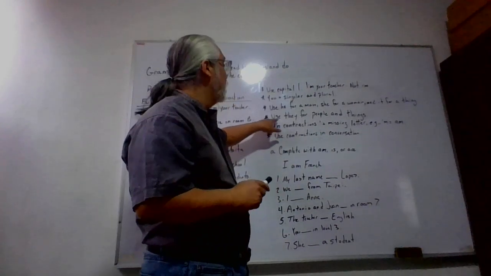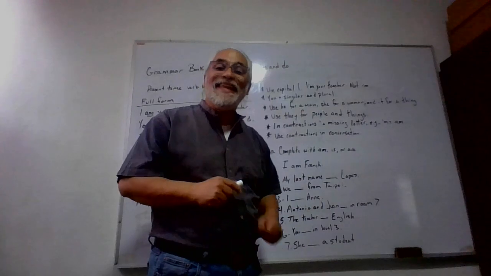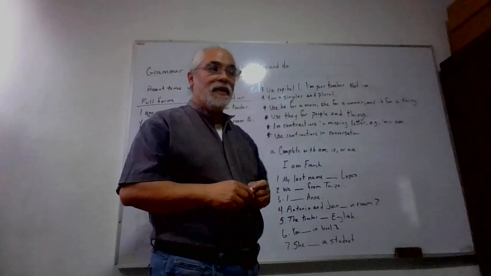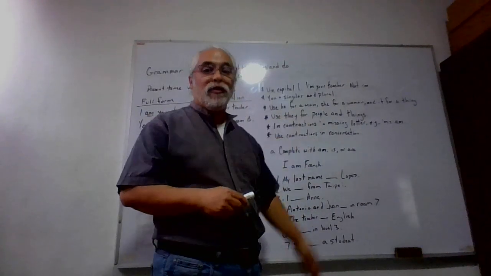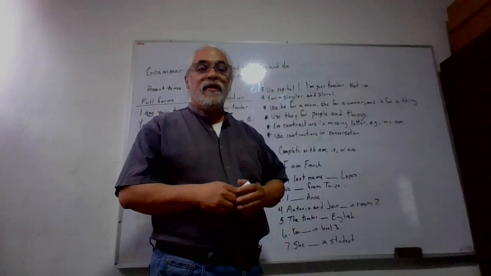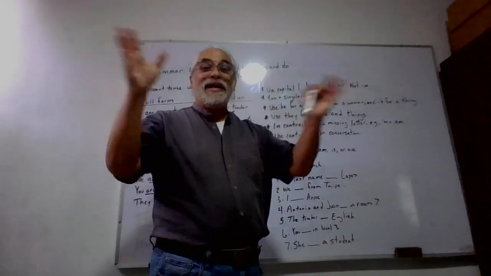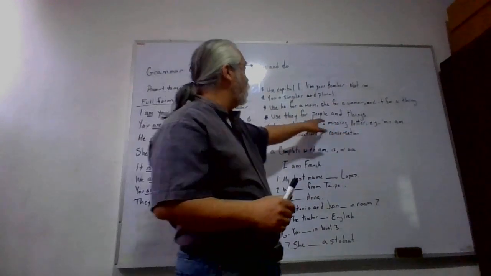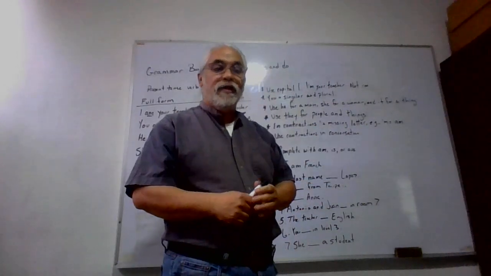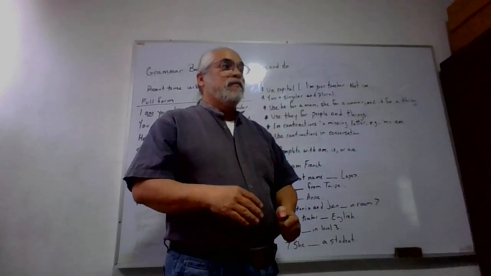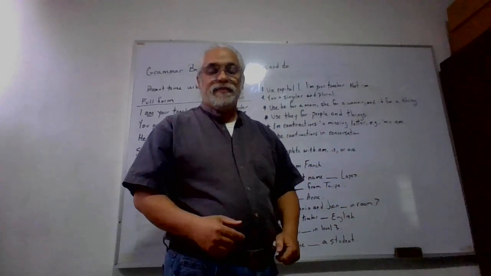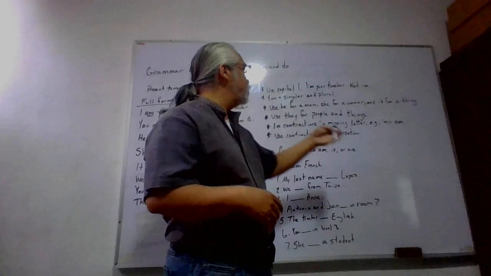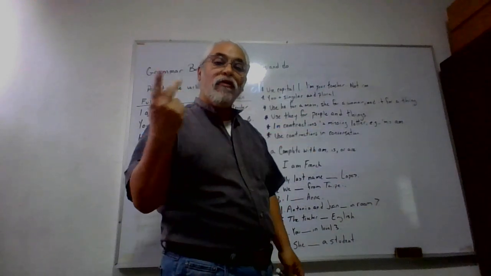Next point. Use they for people and things. Okay? They can be for people, right? Like, they are the best class. That's for people. Or for things. They are very comfortable chairs. So when you use they, it could be for people or for things.